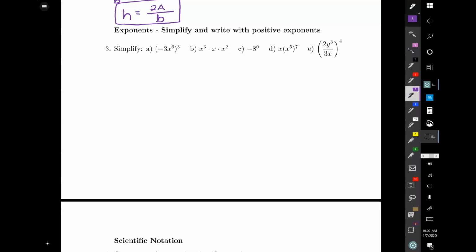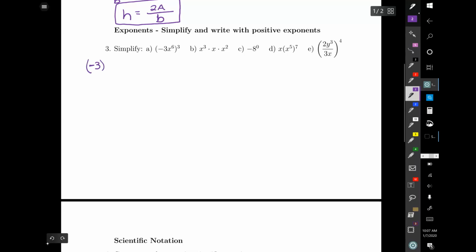So for the first one, we need to apply our product to a power rule. Number 3A is parentheses negative 3x to the 6th power close parentheses, all raised to the third power. So I'm going to separate that out. I need to take each factor in there. So the negative 3, I'm going to put in parentheses.